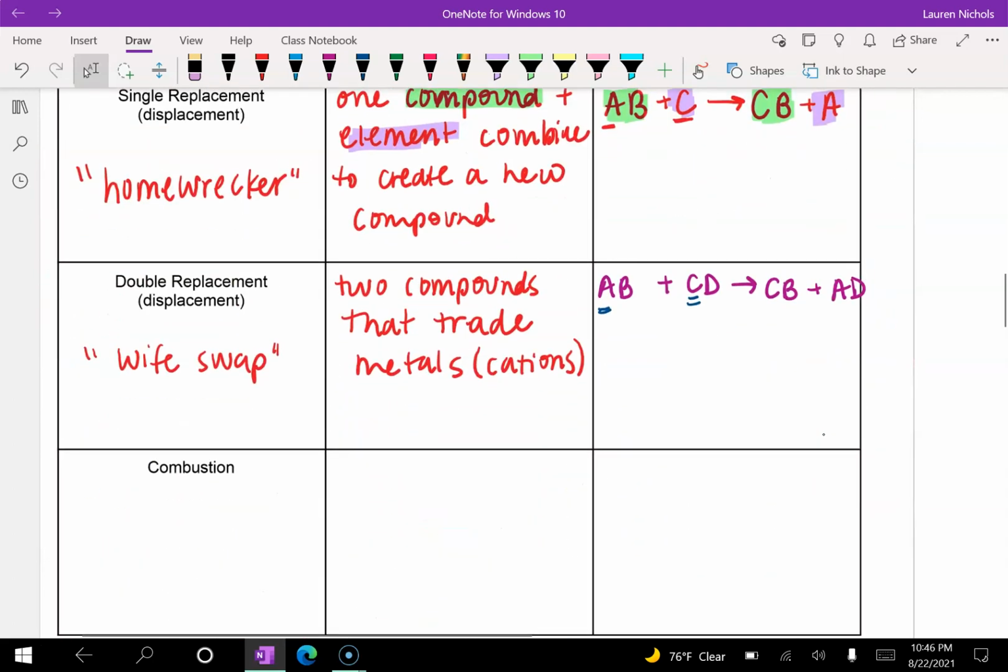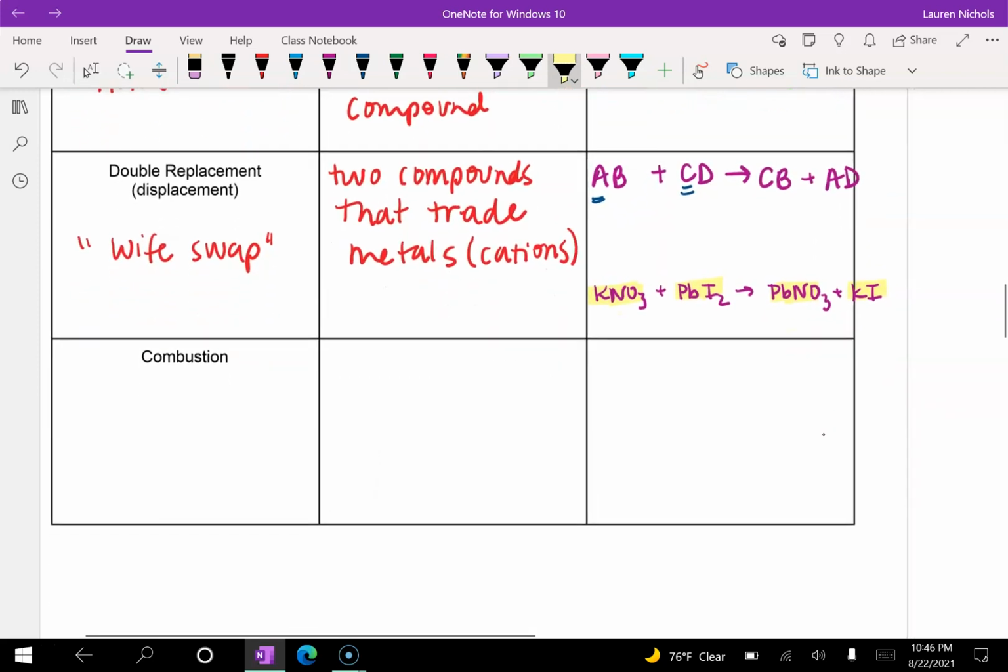that I apparently did not describe at the beginning of the video. So there's an experiment that involves potassium nitrate and lead iodide, and it creates lead nitrate and potassium iodide, and this chemical reaction, you can see, has two compounds on both sides. They're just slightly different from each other.